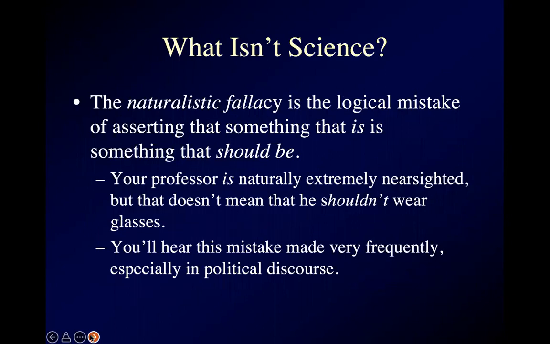A common mistake that people make in logic is called the naturalistic fallacy, and that's the logical error of asserting that something that is, is something that should be. It's saying things like, homosexuality is morally wrong because it is unnatural because it can't produce babies. Anytime somebody is arguing that such and such is unnatural, they're probably committing the naturalistic fallacy.